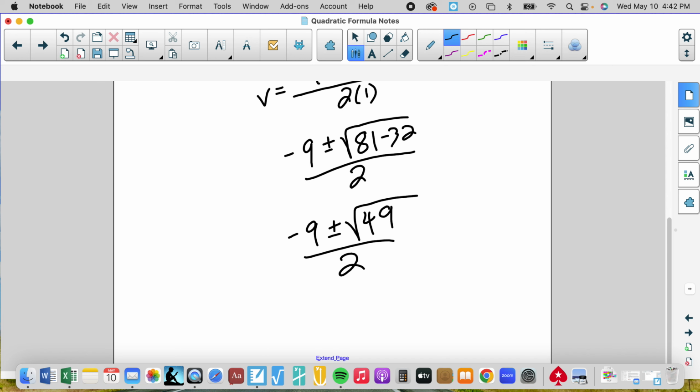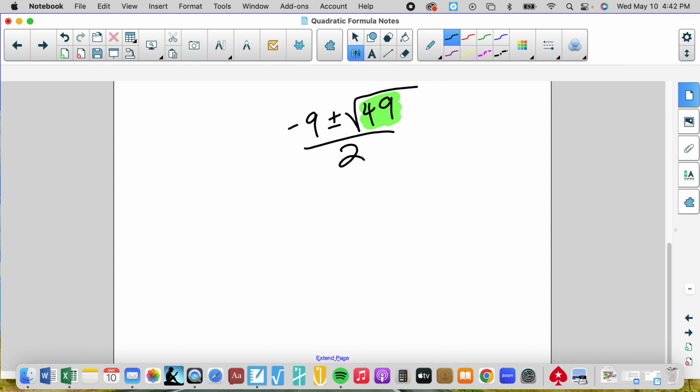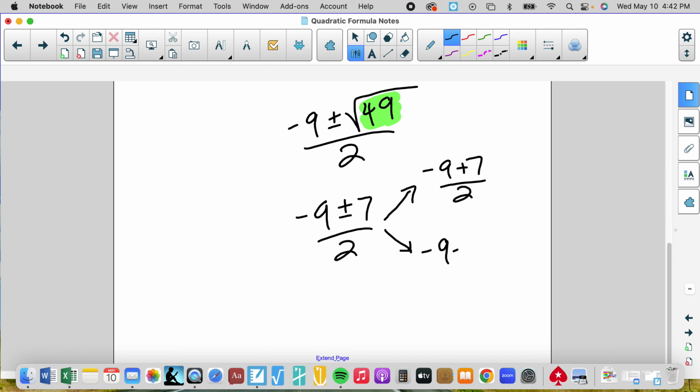What do we notice? Yes! It's a perfect square. We love it when it works and is nice and clean. So we get -9 plus or minus 7 over 2. Now, this is where the new idea comes from. So we have to do the plus or minus. So we do -9 plus 7 when 7 is positive, and we do -9 minus 7 when 7 is negative.